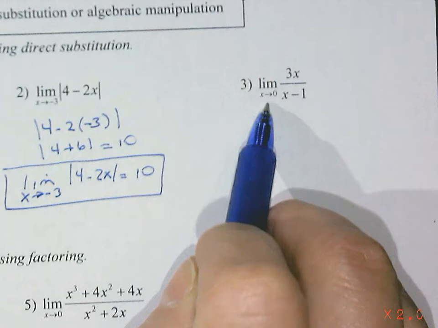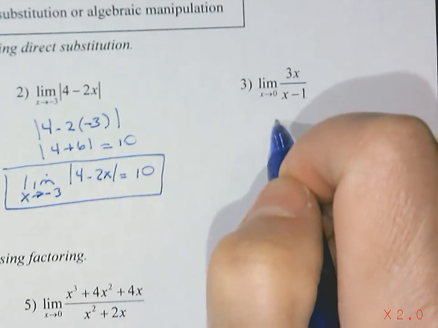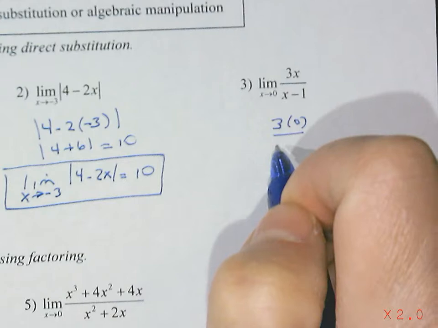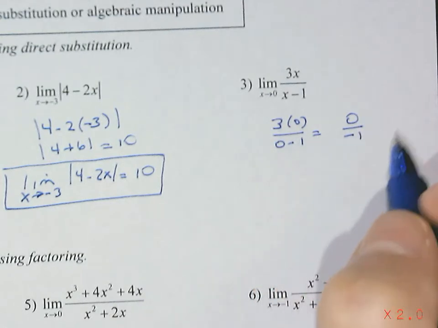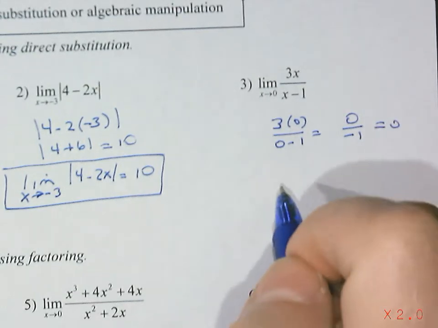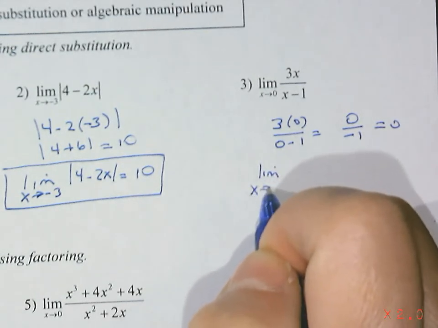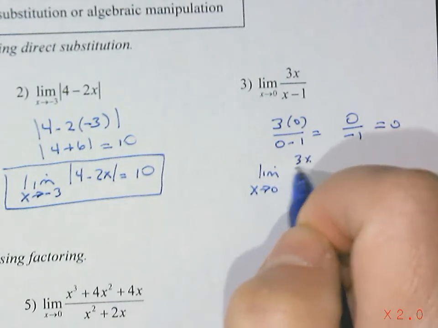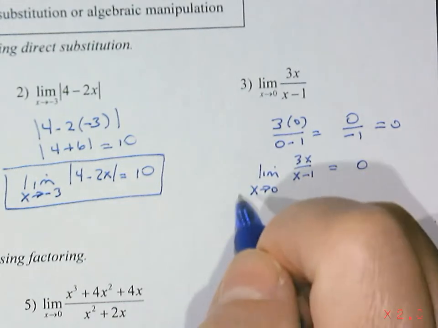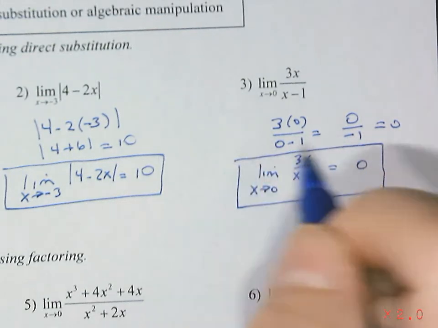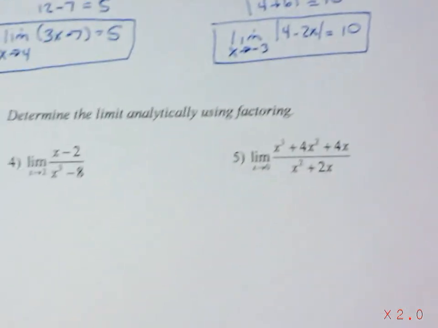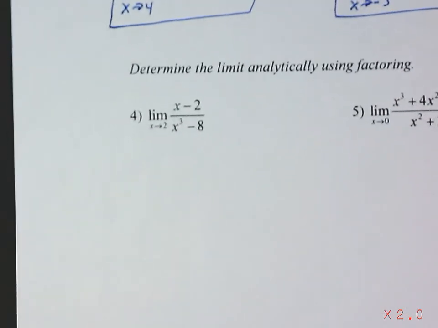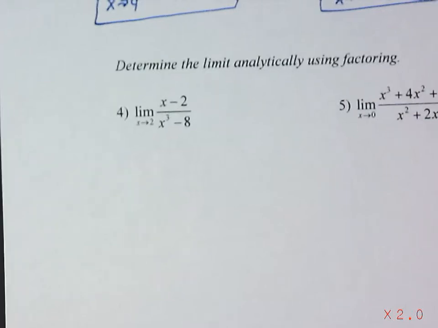So I can use direct substitution, putting a 0 in for x. So I have 3 multiplied by 0 over 0 minus 1, which is going to equal 0 over negative 1, which is equal to 0. So the limit as x approaches 0 of 3x over x minus 1 equals 0. Direct substitution is always what you should check first, but there are other analytical methods, and these next examples are going to explain those. This next method we're going to use is factoring.